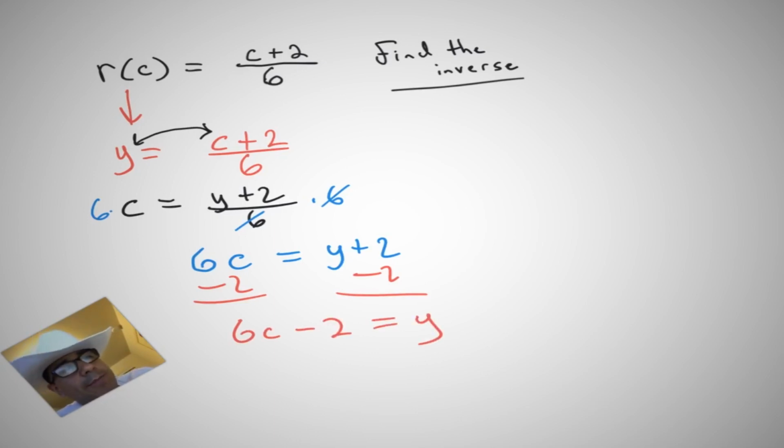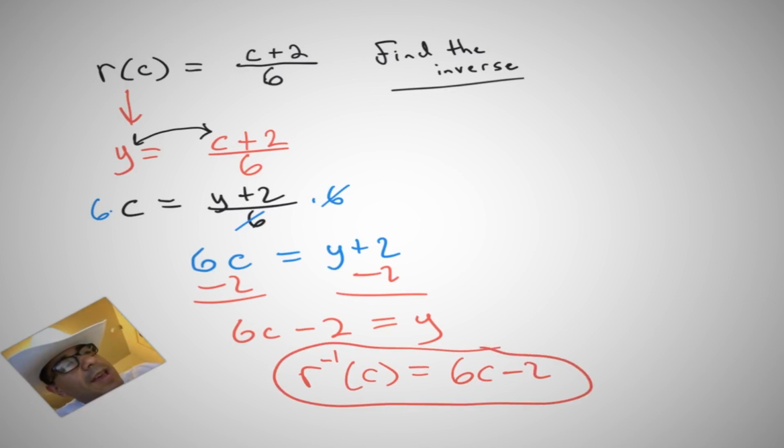equals y. And remember, tell your audience what you just found. y is really the inverse function of r of c. So write that down. We have the inverse function equals 6c minus 2. And you're done.